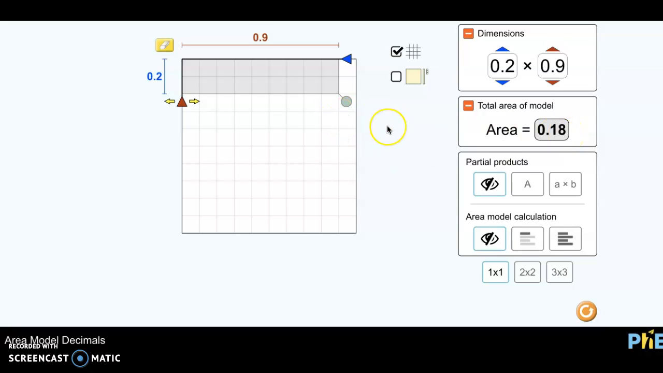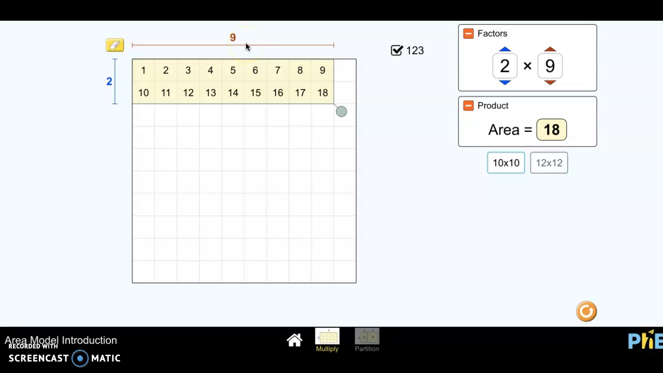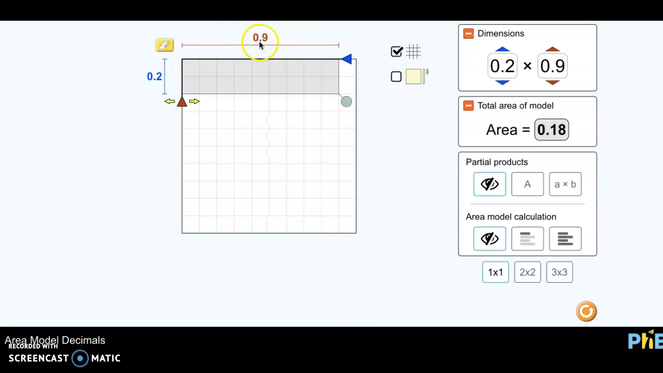So when you're multiplying decimals, you're going to multiply them as if they are whole numbers, just as if it were an array using whole numbers, 9 by 2, 2 by 9. But because we're dealing with smaller pieces, we need to move our decimal to the left to represent our answer being smaller as well.